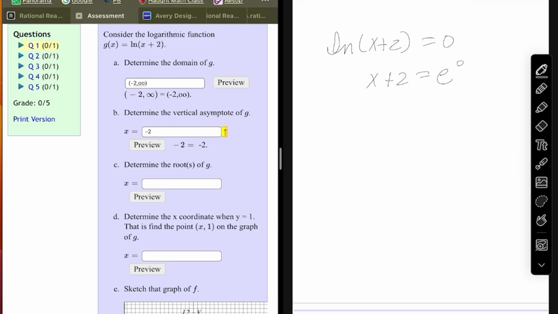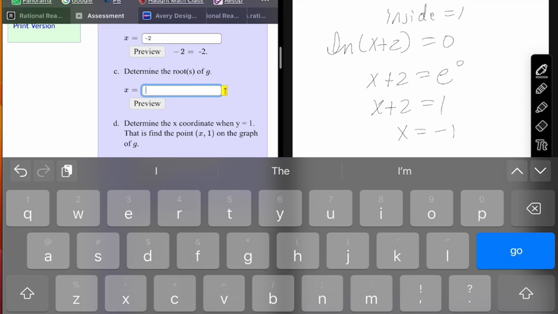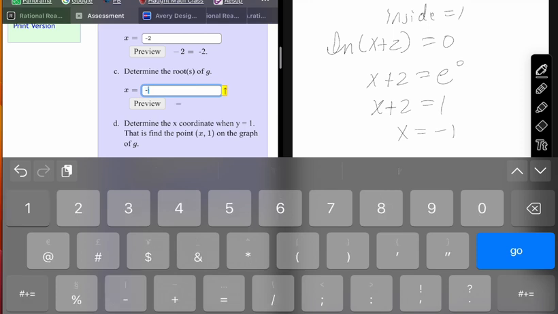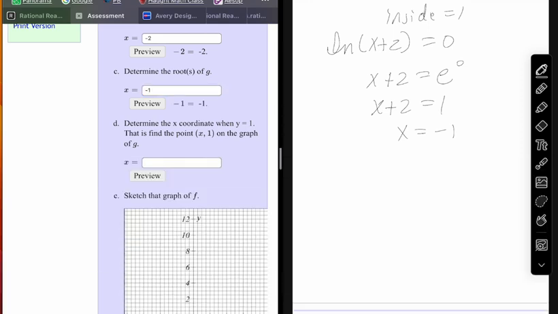What's anything to the 0 power? 1, right? So really, you just have to set the inside equal to 1. It's always going to get you what you want. So where is x plus 2 equal to 1? If I subtract 2 from both sides, that will be at -1. You can also pull up the graph in Desmos. Where does it hit the x-axis? Remember, it may not hit the y-axis. It might, but you can find that point where it hits the x-axis.